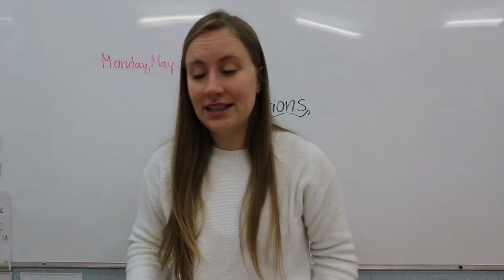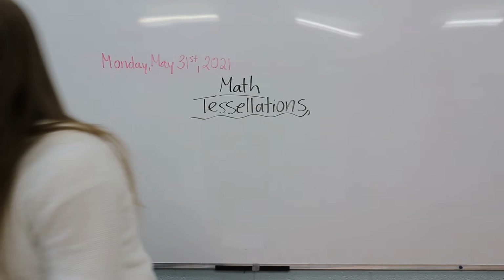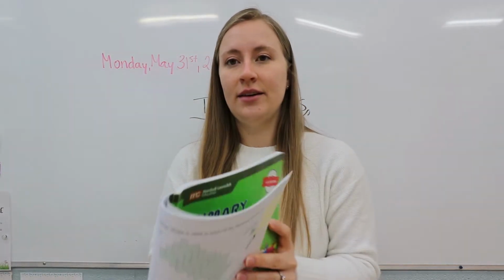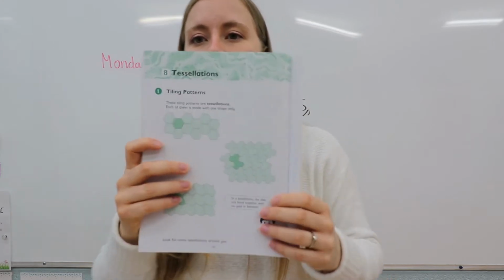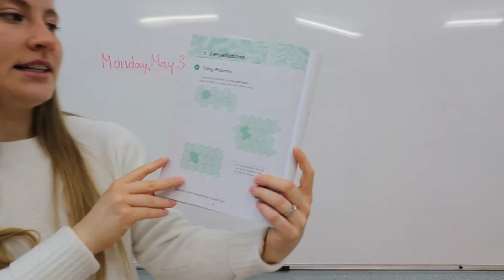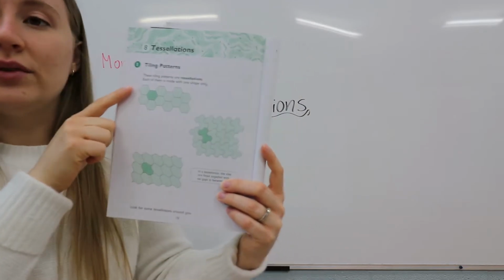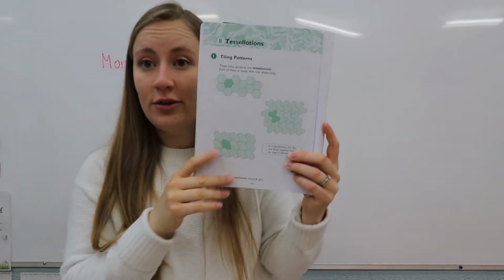So let's look at some examples in the textbook. So I'm going to open my textbook to page 76, okay? And these are tessellations. So these tiling patterns are tessellations, and each of them is made with only one shape. So that's all we're going to be focusing on this year.